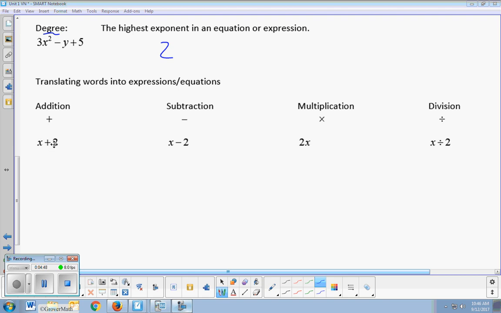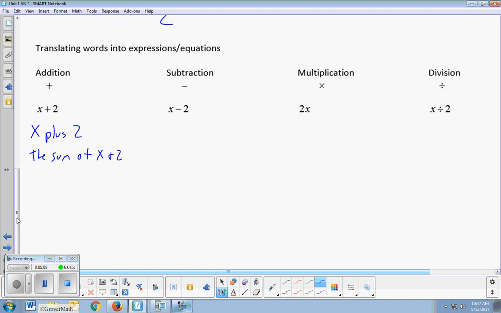Like this expression here, x plus 2. What I just said, we could say x plus 2, or we could say the sum of x and 2. Those are probably your most common. You could say x added by 2, but you don't really see that, or the addition of x and 2. You'll see plus sometimes. You'll see the sum. Sum is an important word for addition.